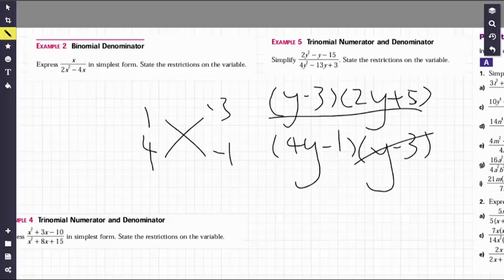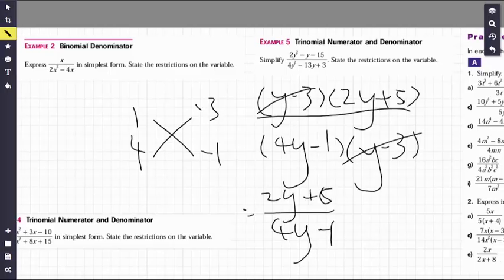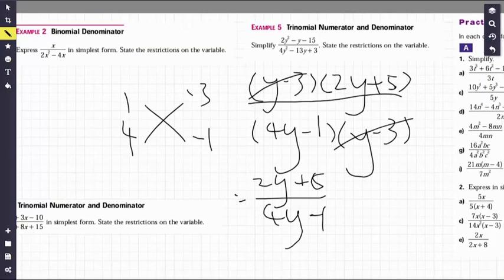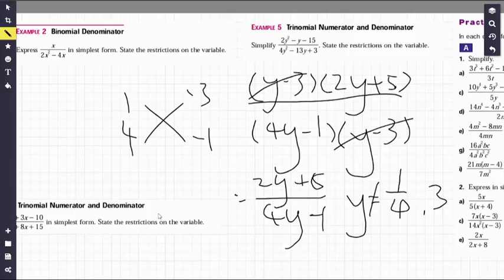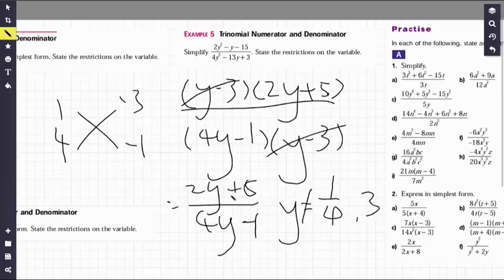And then we cross this out. So we'll get 2y plus 5 over 4y minus 1. The restriction is that 4y cannot equal 1. So y cannot equal 1 over 4 and 3. And that is our restriction. Very simple. And that is our simplified form, 2y plus 5 over 4y minus 1. That is pretty much the lesson.